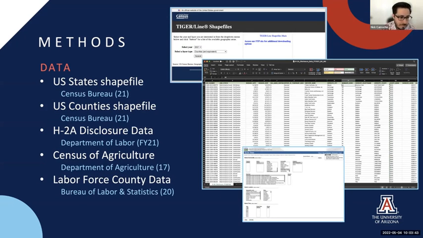Moving on to methods. All the data in this project was obtained from either the United States Census Bureau, the United States Department of Labor, the United States Department of Agriculture, and the United States Bureau of Labor Statistics, which you can see on the left. On the right side, there are just some sources. The big table on the right is how I received the disclosure data for the H2A work visas.